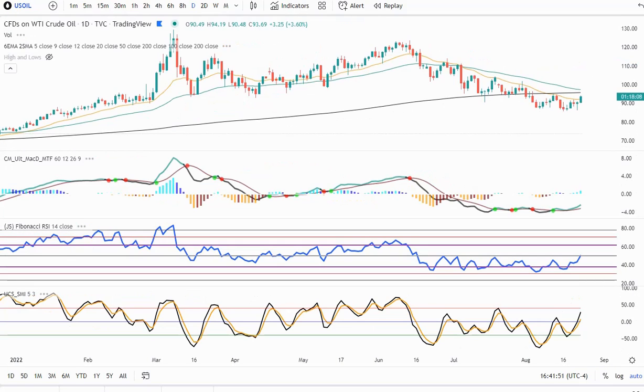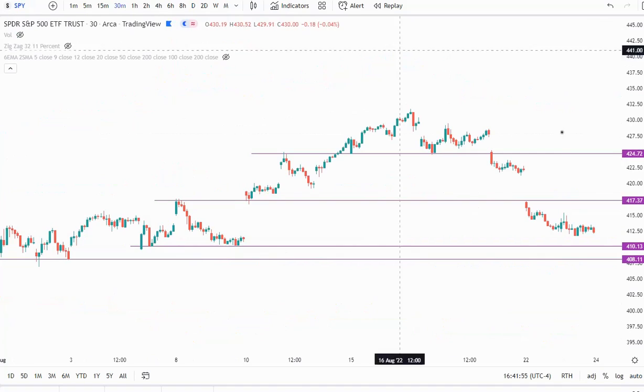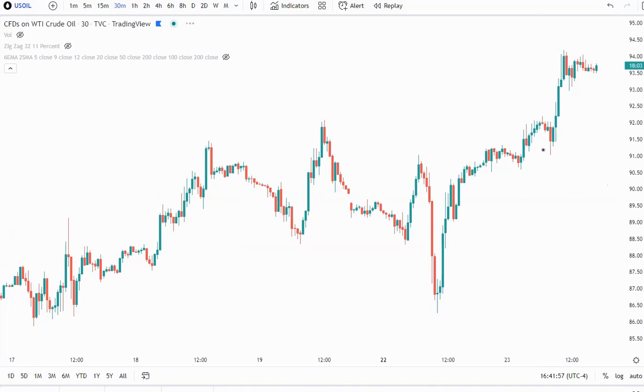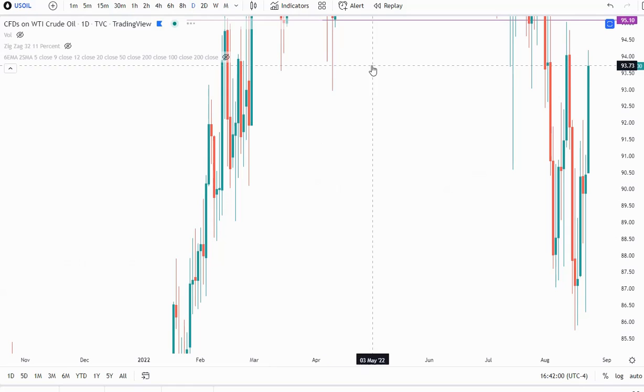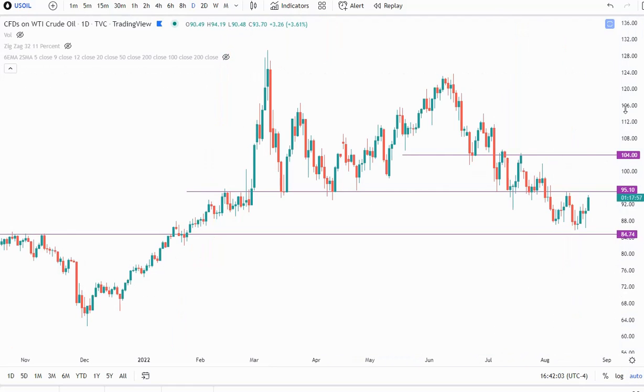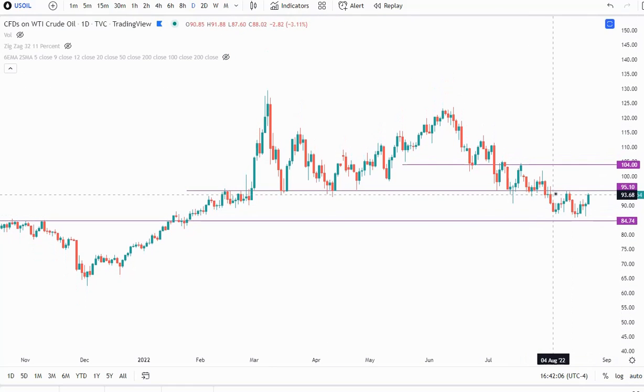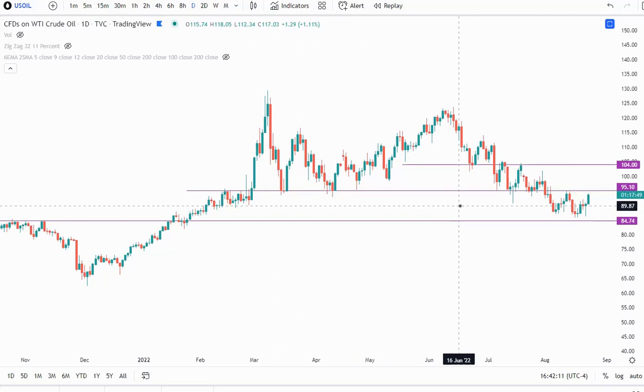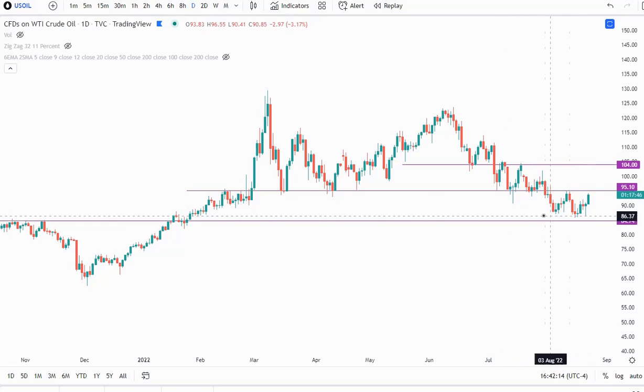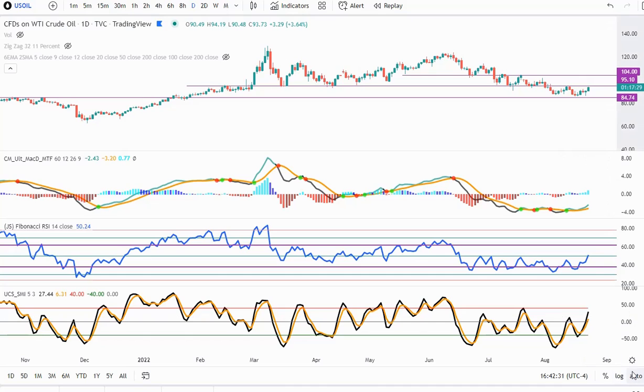If we look at crude oil quickly, there are some interesting levels. There's a resistance. 95 is a resistance area, and it's been forming a base here. So obviously this is an important resistance level. If it's able to get through this 95 area, there is some room for it to move up. Also the momentum indicators are slowly moving higher.